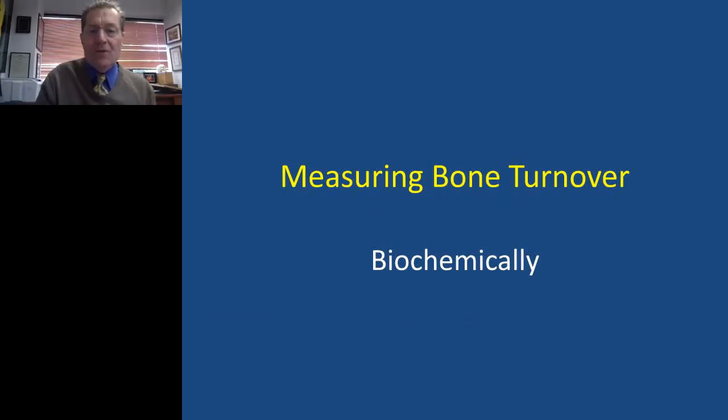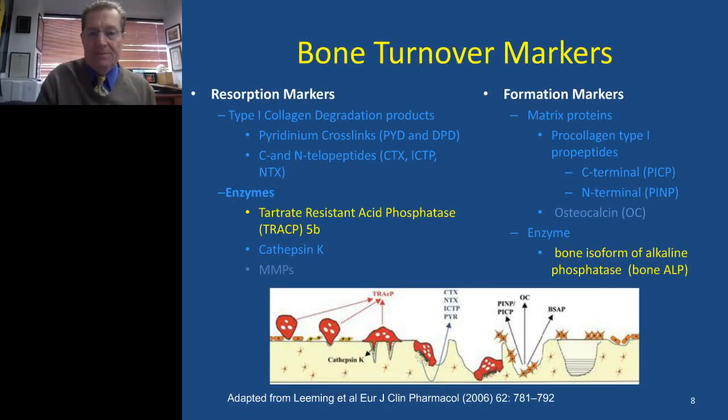So how do we measure these biochemically? Well, here is a list of the available bone turnover markers, often abbreviated BTM. On the left-hand side are the bone resorption markers, and on the right-hand side are bone formation markers.